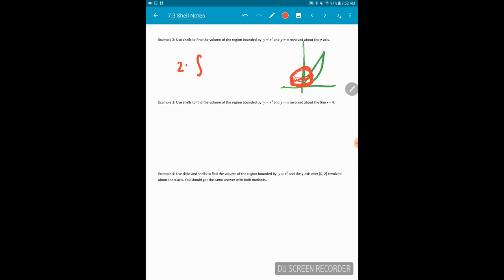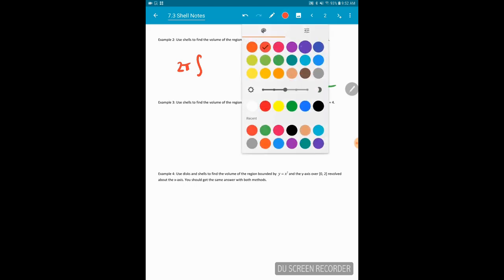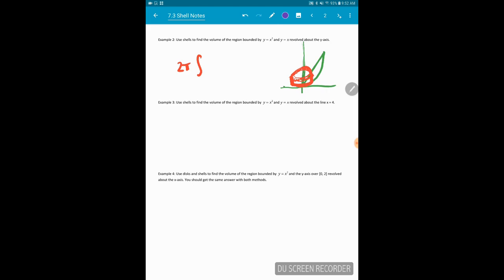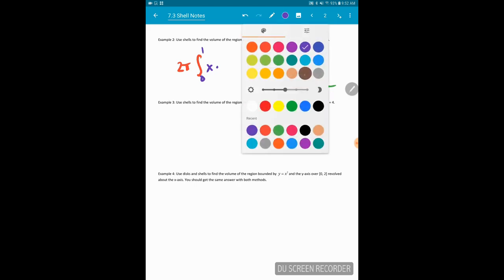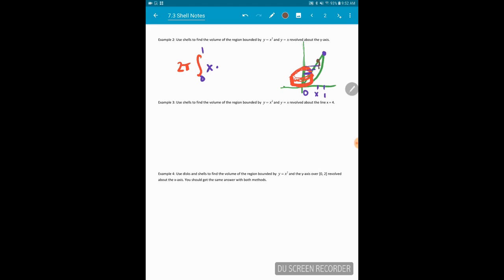So I'm going to take the integral 2 pi, and then I need to figure out what's actually happening with my radius and my height. So this is going to be in terms of x. So I'm going to go from 0 to 1. That's because the intersection point here is 1, 1. And then my radius always appears to be whatever the length of x is. And then my height appears to be from y equals x down to y equals x squared. So my height appears to be x minus x squared. So that is the shell method for that problem.